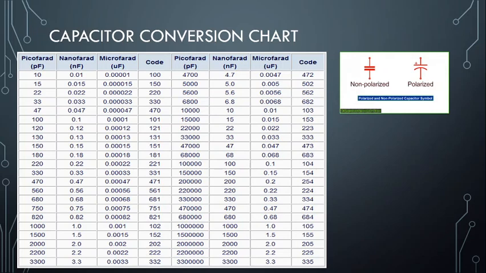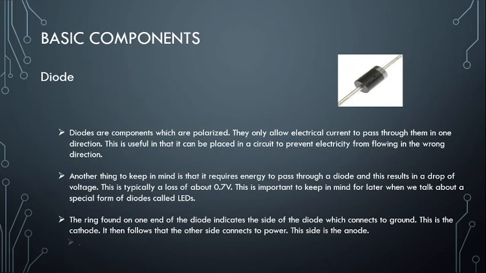Our next component is the diode. Diodes are components which are polarized. They only allow electrical current to pass through them in one direction. This is useful in that it can be placed in a circuit to prevent electricity from flowing in the wrong direction.